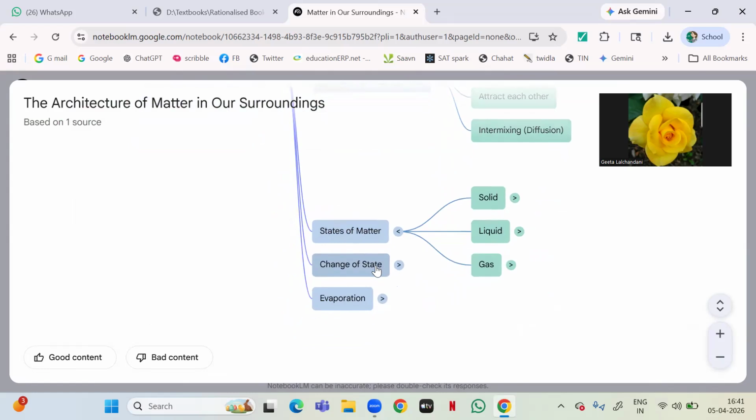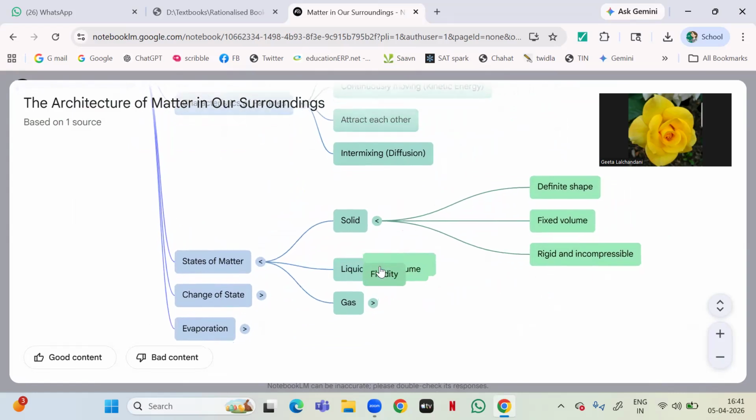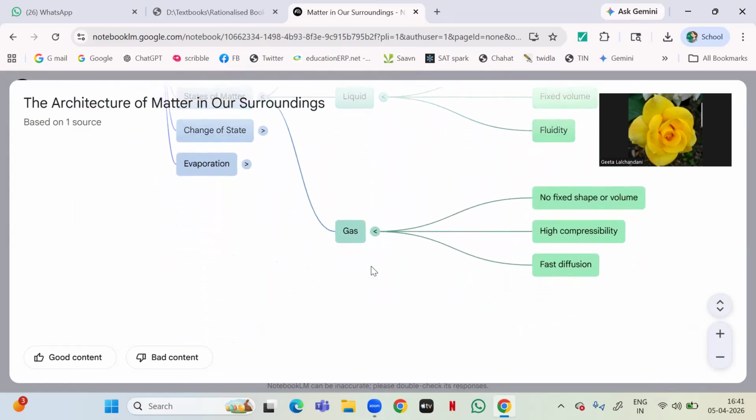States of matter. You all know solids, liquids, and gases. Let's see the properties of solids. Solids have a definite shape. They have fixed volume. They are rigid and incompressible. Again, we'll see how we can connect it through the particle arrangement. Liquids don't have any fixed shape, but they have fixed volume, and they are fluid. That means they move from one place to another. Gases, on the other hand, don't have any fixed shape or volume. They are highly compressible. Again, we'll connect it to the large interparticle spaces in gases, and they diffuse fast. That means they intermix with each other very fast.